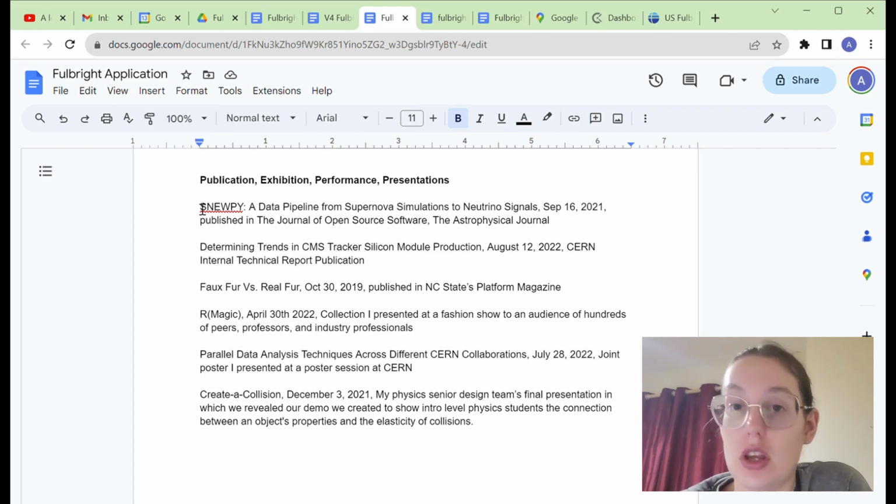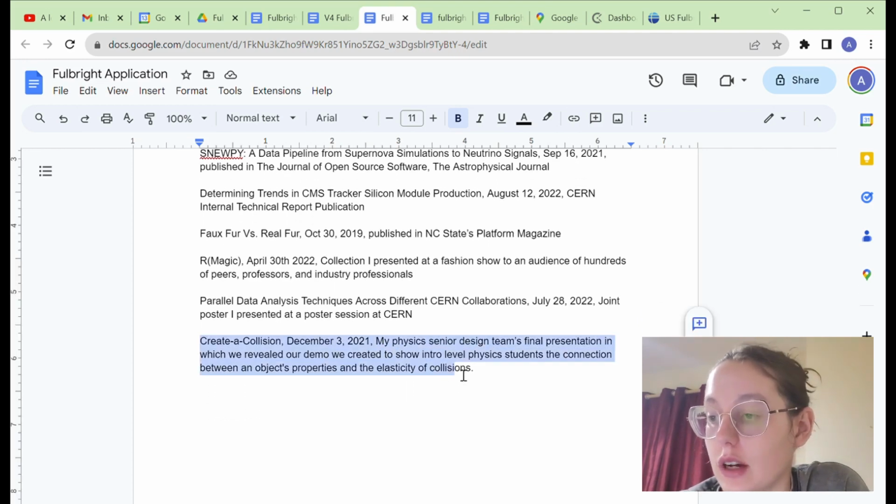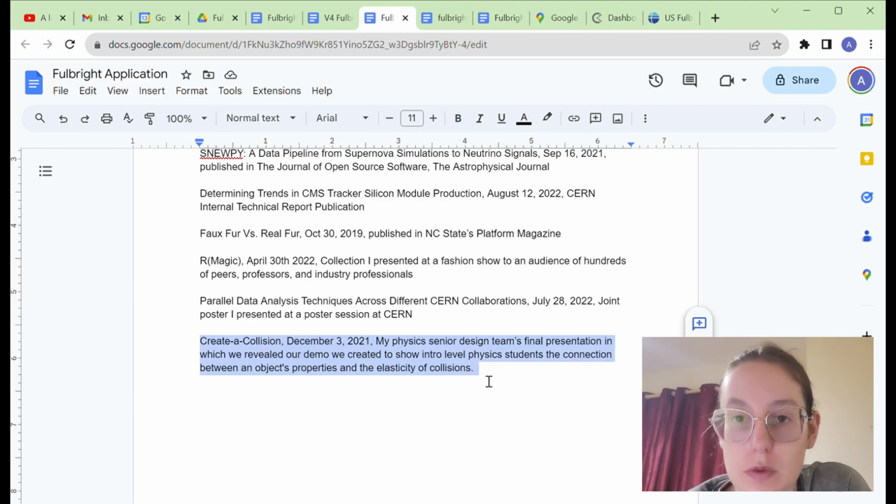Presentations, if you've ever done a poster, if you've ever been to a conference and presented, that kind of stuff would go in there for sure. You can even put really big presentations for classes in there. Like I put something for my senior design in physics. Create a Collision was what it was called.